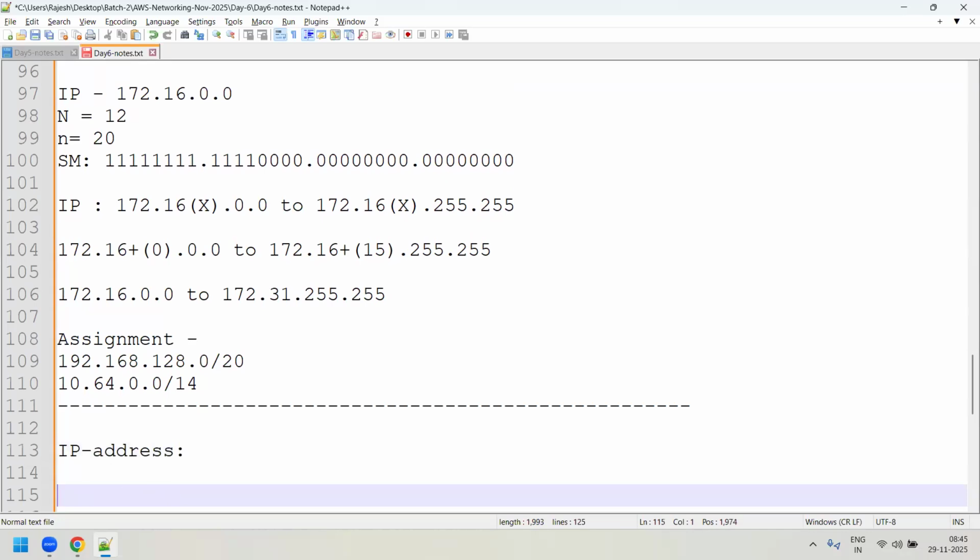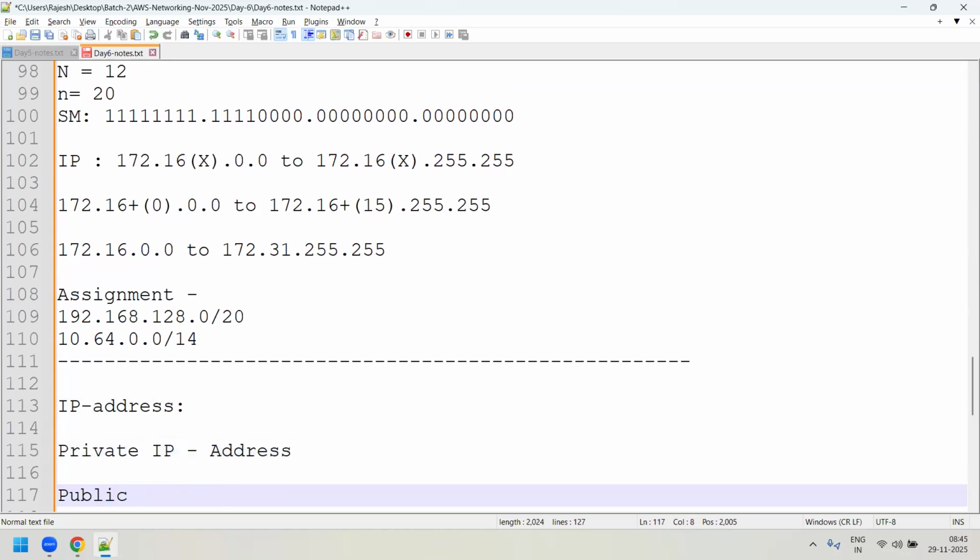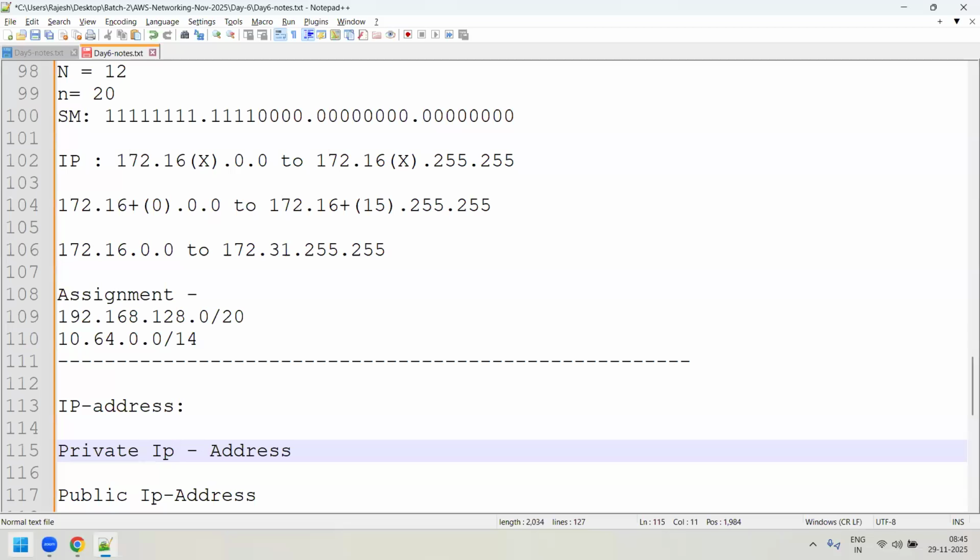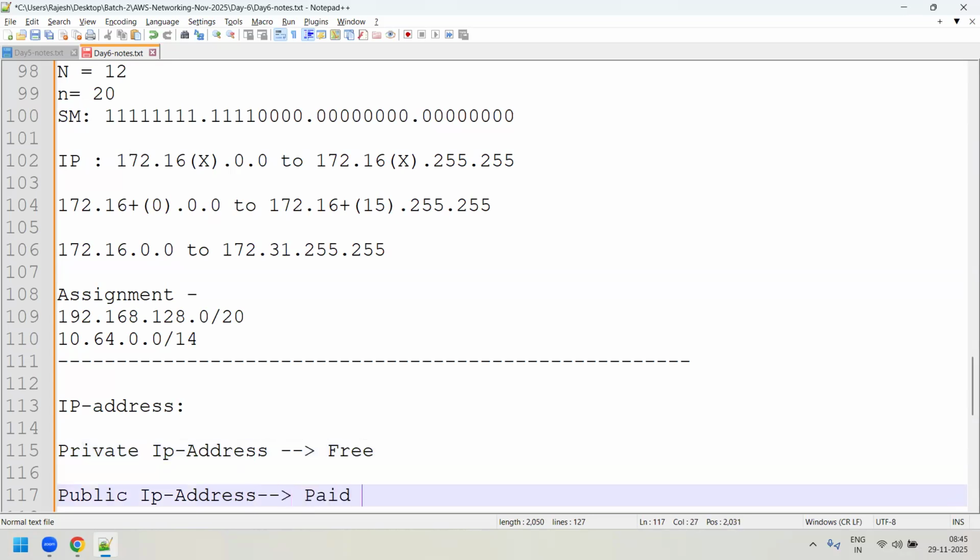So usually we have two different types of IP addresses. One is a private IP address, and the other is a public IP address. Private IP addresses are always free, you can use them, whereas public IP addresses are the paid ones. Usually an organization, whenever they need public IP addresses, has to pay an amount for getting them.